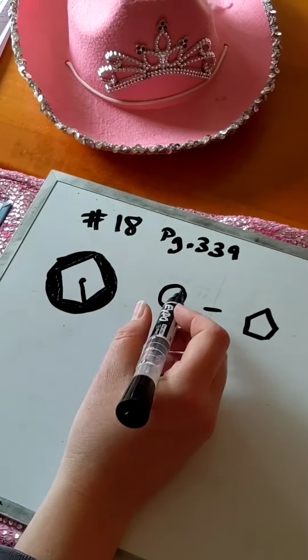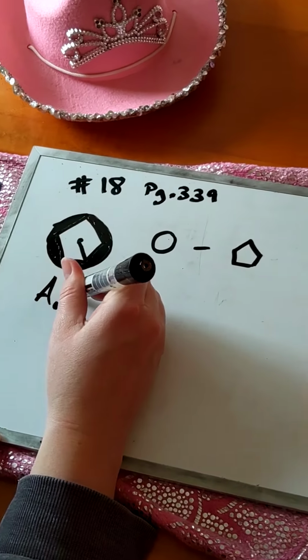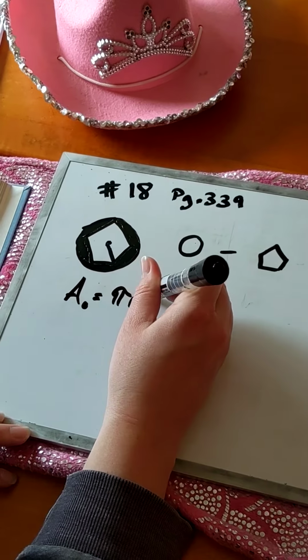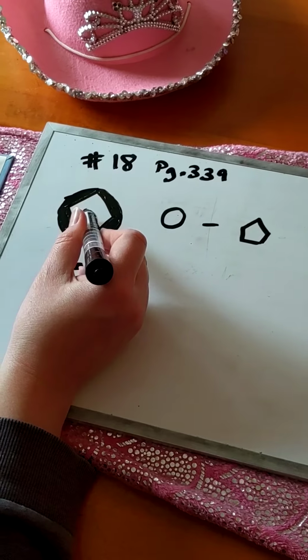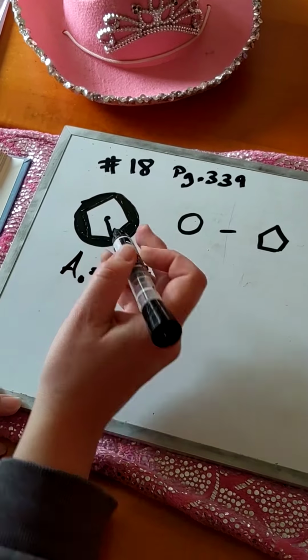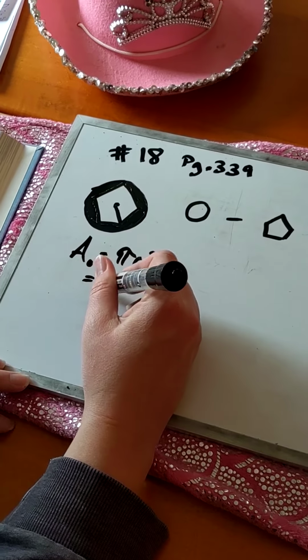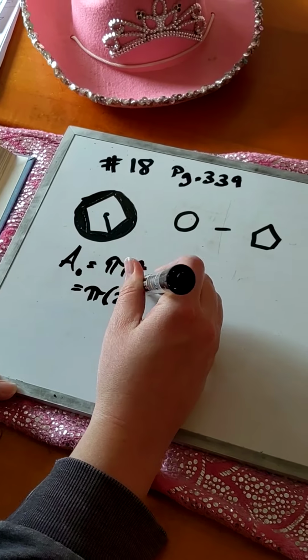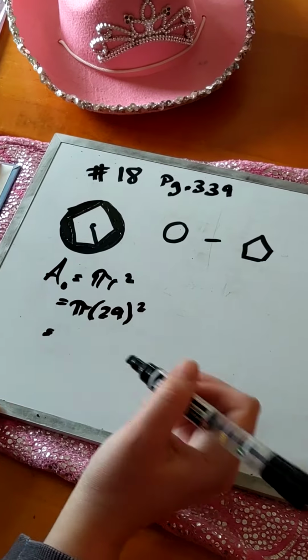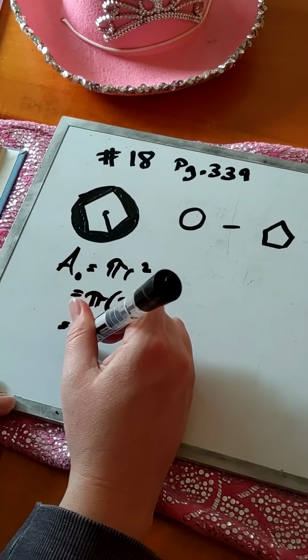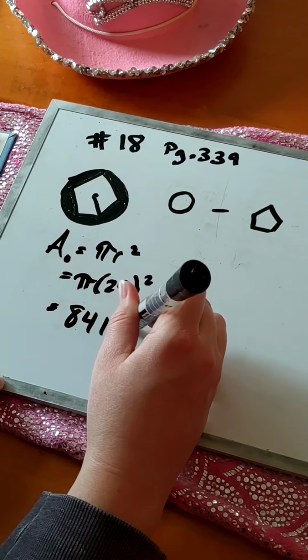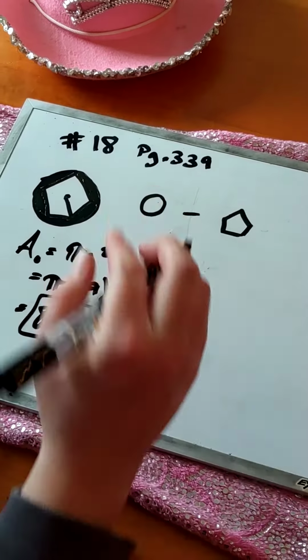Let's start with the area of our circle. Now, for the area of our circle, the formula is pi times radius squared. The radius is given to me. If I go from the center out to a vertex, that's the radius, which is 29. So the area of the circle is pi times 29 squared. Let's see, 29 times 29 is going to be 841 pi. That is the area of my circle only.